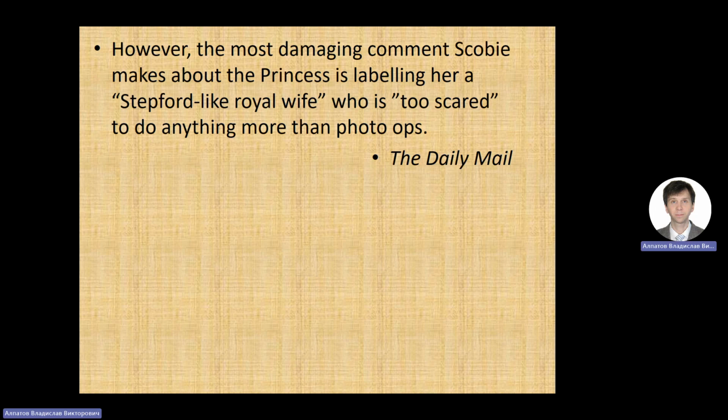Recently, have you heard that a book was published called Endgame, about Harry and Meghan and about alleged racism in the royal family? Well, I don't know whether we've heard that or not. I think this is part of this effort of Harry and Meghan to hurt the royal family. But still, in the book, the author labels Kate Middleton a Stepford-like royal wife. And when I read it, I did not understand it. So this is an allusion, of course.